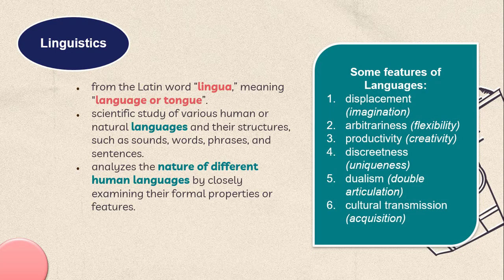Some features of the language that are studied in linguistics are displacement or imagination, arbitrariness or flexibility, productivity or creativity, discreteness or uniqueness, dualism or double articulation, and cultural transmission or acquisition.